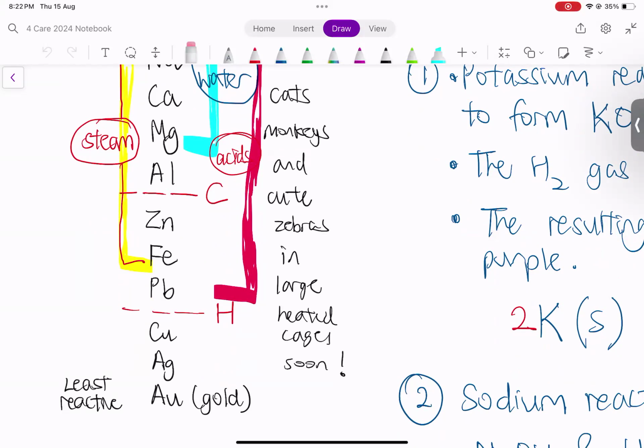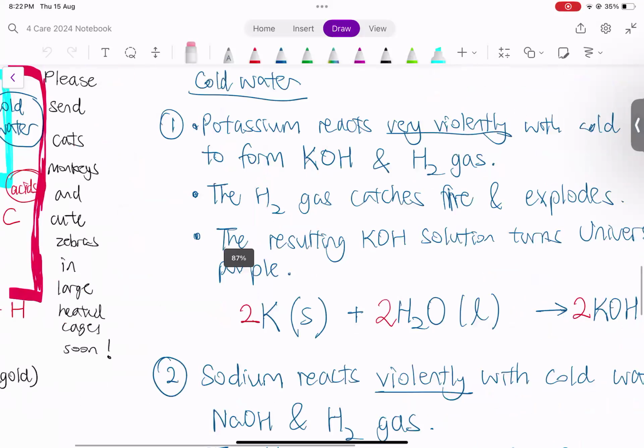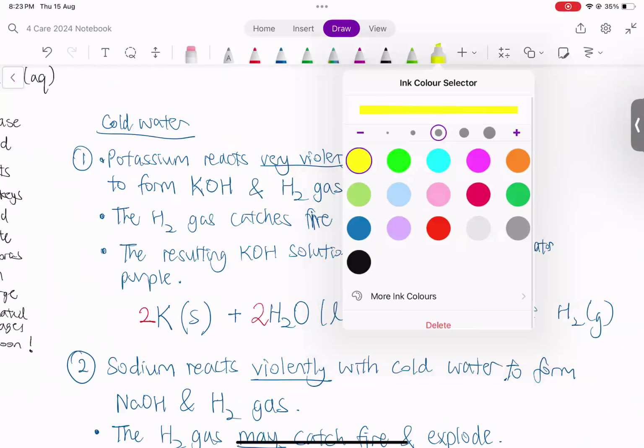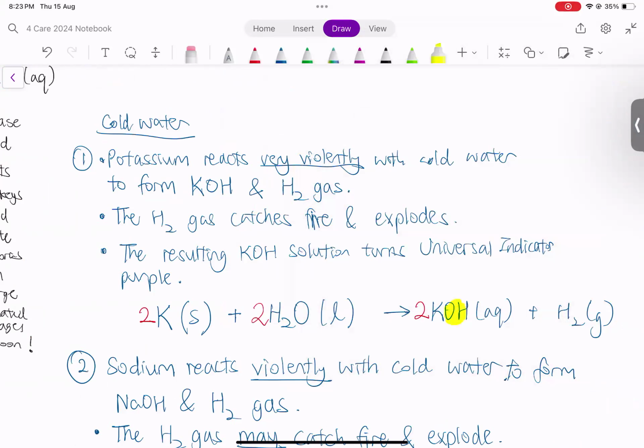All right, so this is a pattern that we need to know. Metals that are below hydrogen are unreactive with acids. Okay, and we will come to that very shortly when we do the reaction of metals with acids. But just to recap, the previous time we were speaking about reactions of metals with cold water. So when metals react with cold water, they actually form the hydroxide. So the key word here is hydroxide. So you need to be able to write the equation for the reactions as well as to describe the reactions.